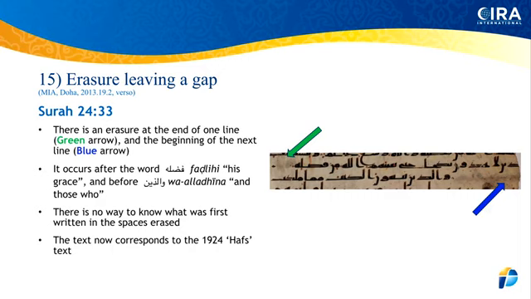So you can see that there is something in between fadlihi and wa alladhina. We don't know what it is. There's no way to know that because they've erased it. They did a thorough job of erasing it, right, unlike the one when we looked at number 14, where you could see exactly what they had erased. So here are cases where it's obvious that quite a few words were erased. Quite a few letters have been taken out. And now, obviously, it fits the Hafs 1924 text.